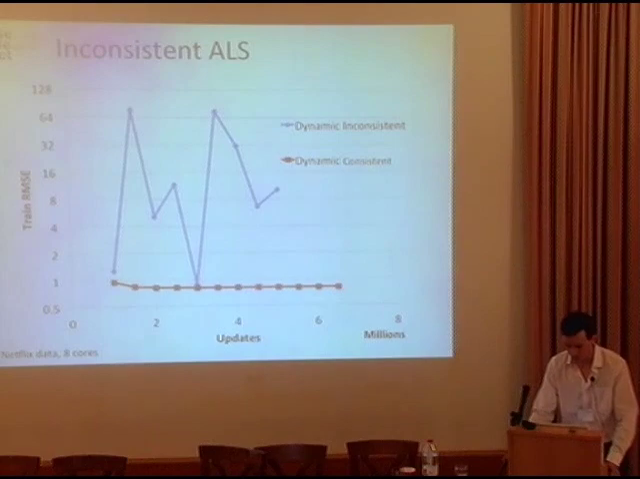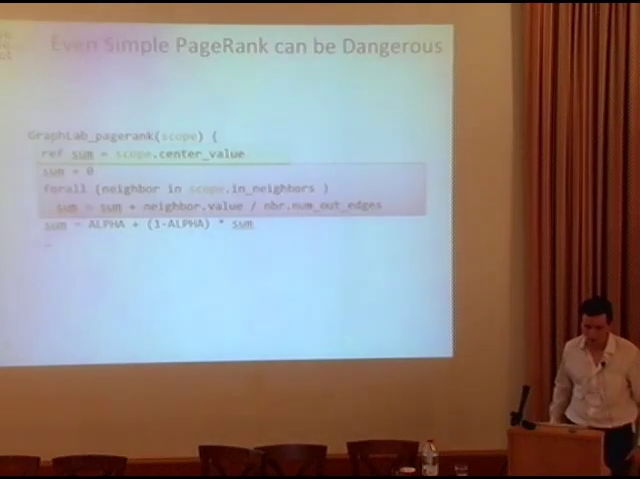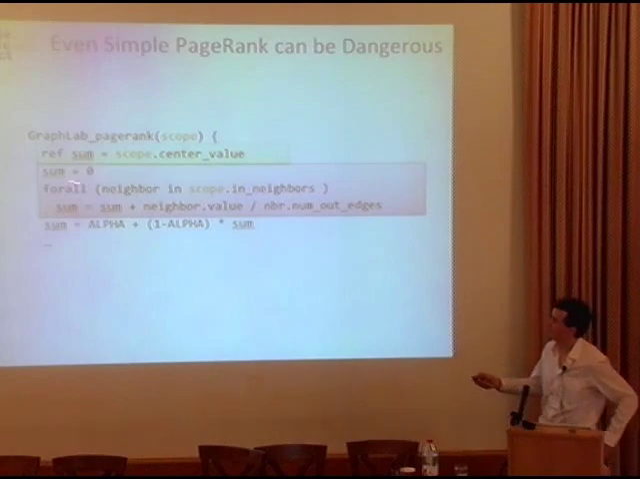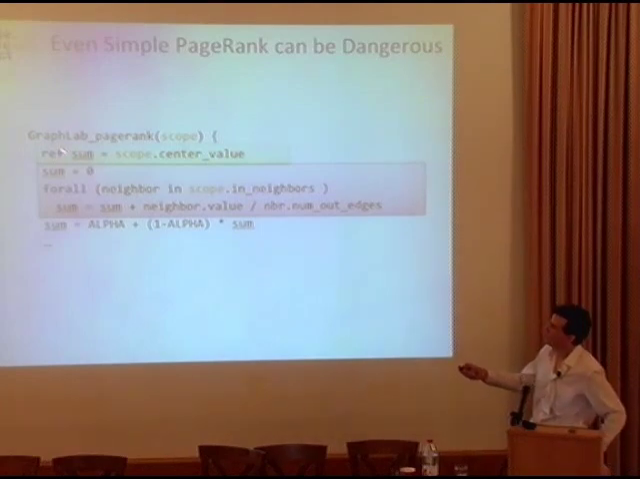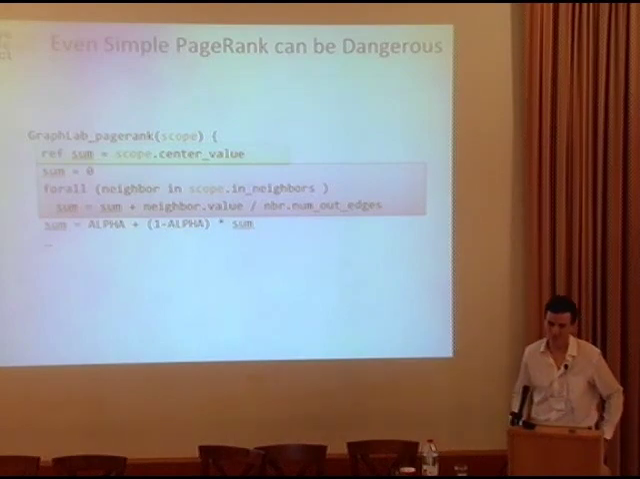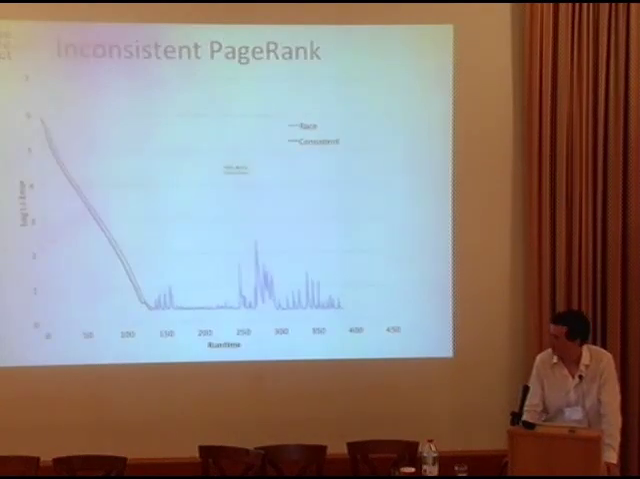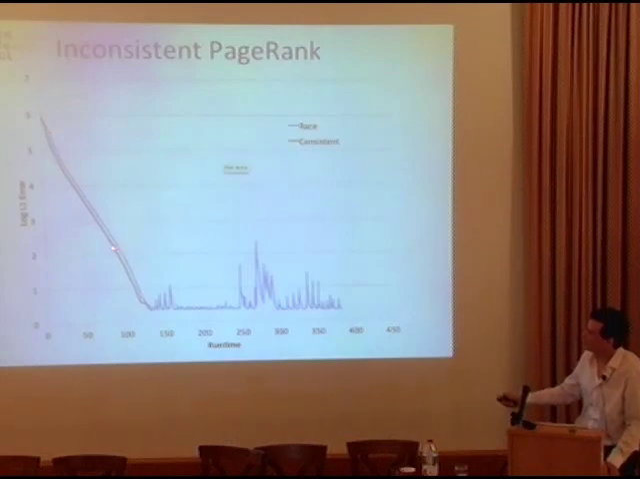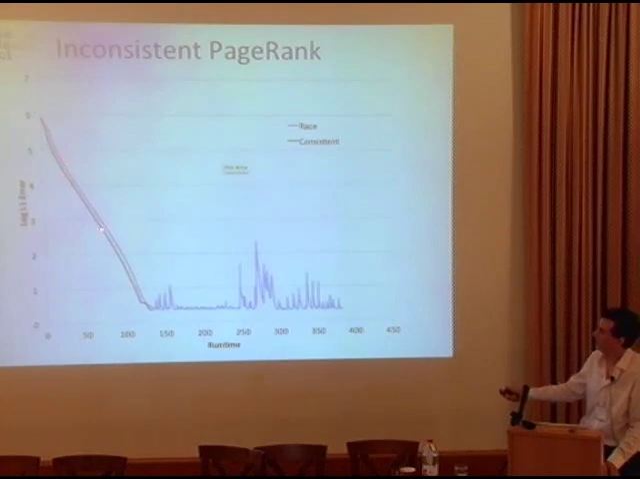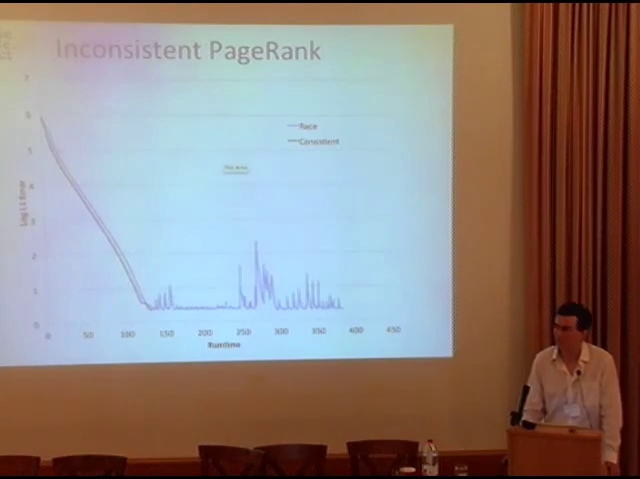Let me give you a second example here. Here's a little pseudocode of a PageRank algorithm. I'm going to go over it pretty simply. I take this variable called sum. I define it to be the value of the center node as a reference. I set it to 0. I compute over my neighbors, and then I update that value. Seems like a pretty reasonable program. Let me show you what happens. So if I have consistent updates, you quickly converge and go to the right answer. If you allow yourself to have the program I showed in the previous slide, you go down, and then you get these crazy oscillations. Can anybody find a bug in the previous slide?